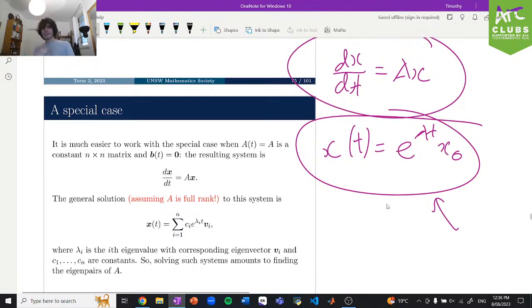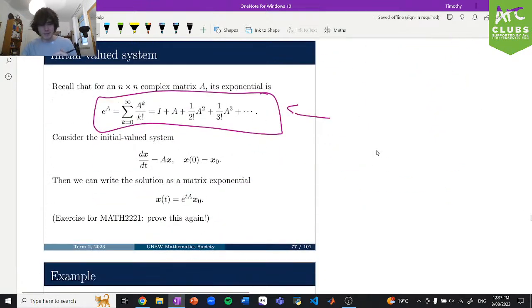So TLDR so far, we've done a whole bunch of definitions, but all it was leading up to was this beautiful idea that we can solve the differential equations as x of t equals e to the At times x of 0, which is very cool.